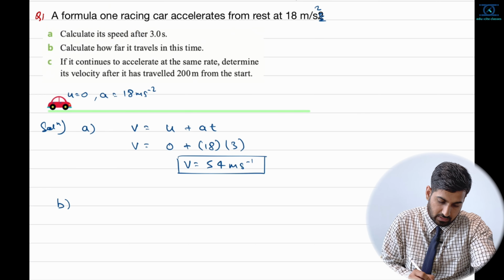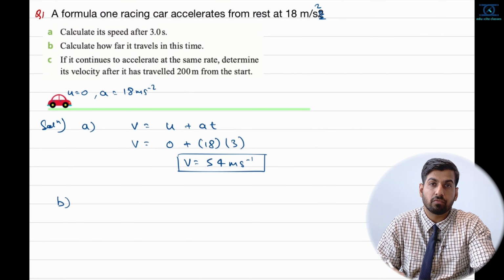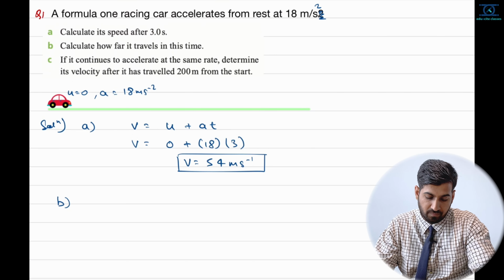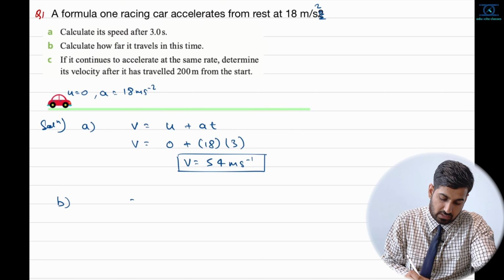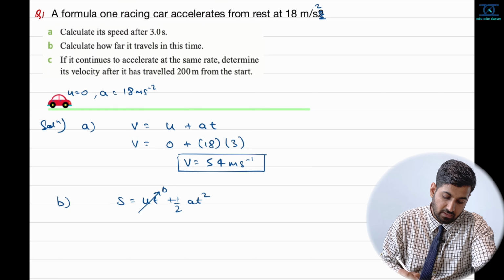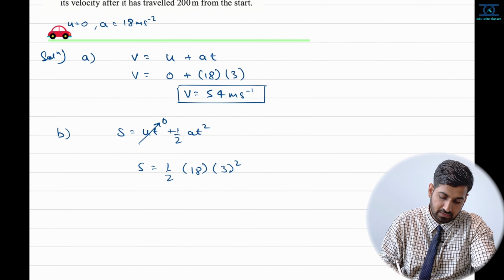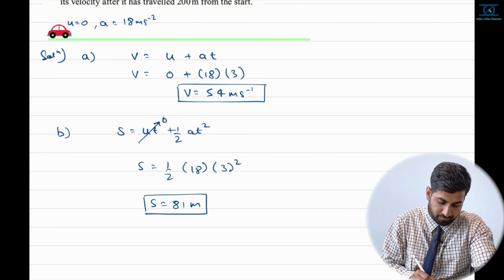Now the B part: calculate how far it travels in this time. Now in these 3 seconds we have to find out how far the car has traveled. So we can use v squared equals u squared plus 2as to find out s, which stands for the displacement, or you can use s equals ut plus half at squared. So using s equals ut plus half at squared, ut becomes 0 because the initial velocity is 0. So s is equal to half times 18 times 3 squared. When you solve this, this will be 9 into 9, that is nothing but 81 meter. You can use your calculator if you want.